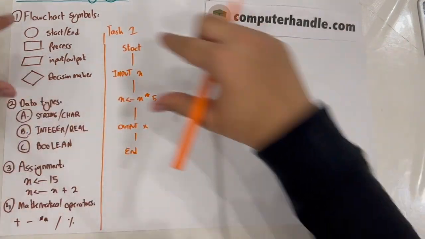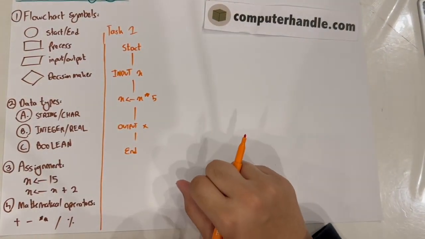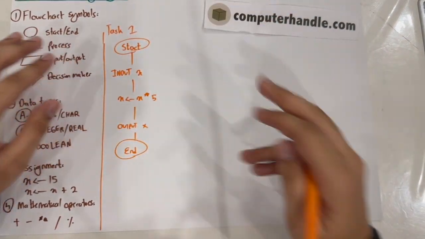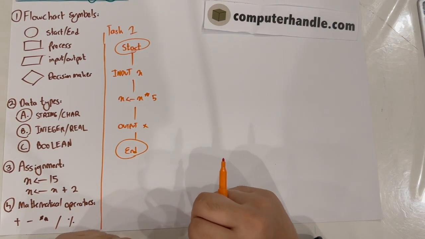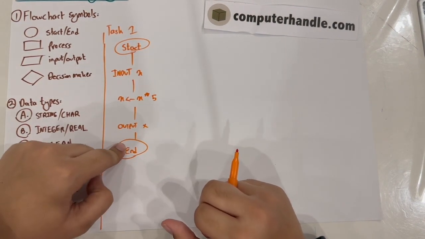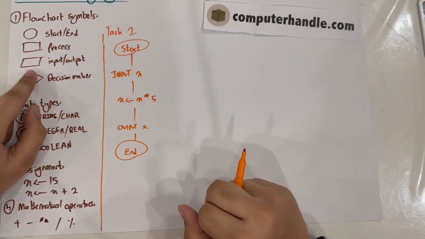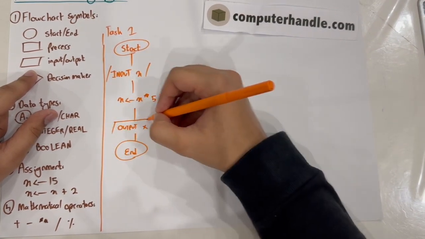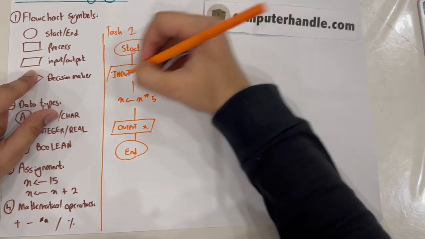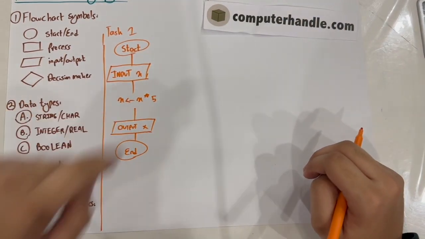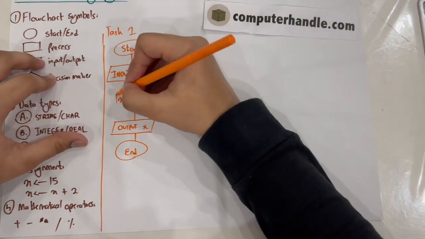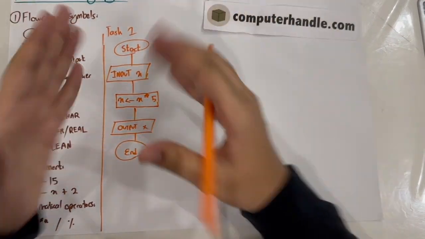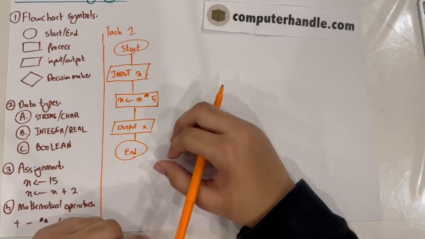Now let's use the data from here to draw shapes on it. We know that start and end is always a circle or an oval, so we'll draw this without hesitation. Now we know that here we're taking an input and here we're taking an output, and this is always a parallelogram, so we're going to draw a parallelogram like so. And then this is a process, and we're going to draw a rectangle over it. And here our process is complete and the flowchart designed for our question, task 1, is complete.